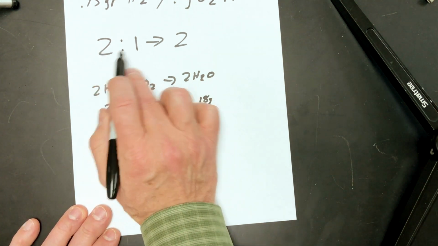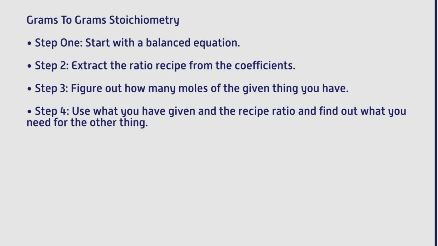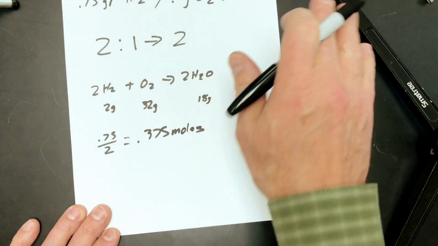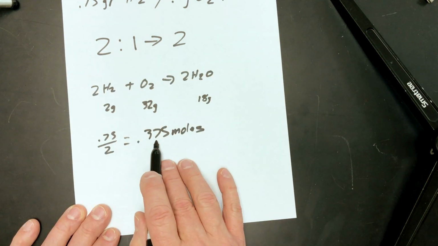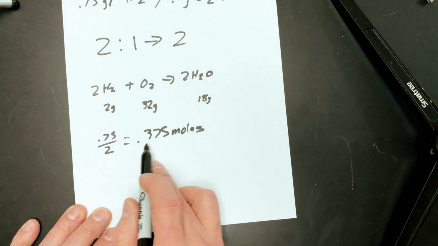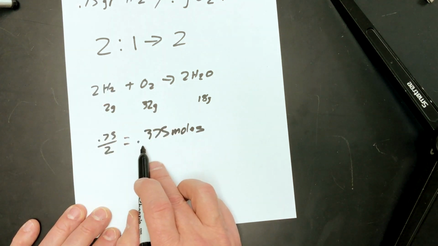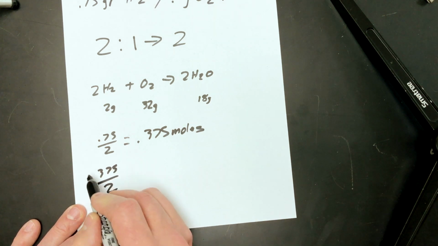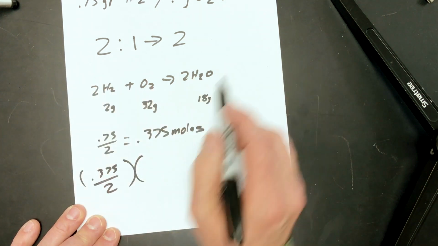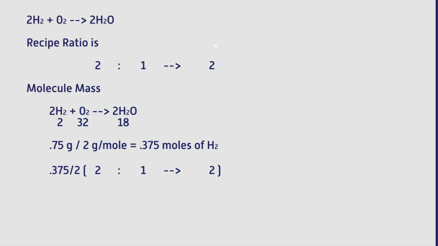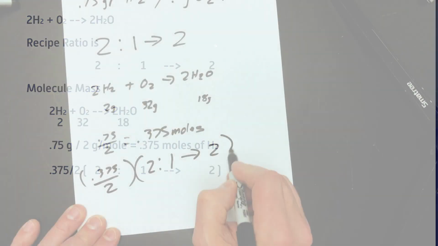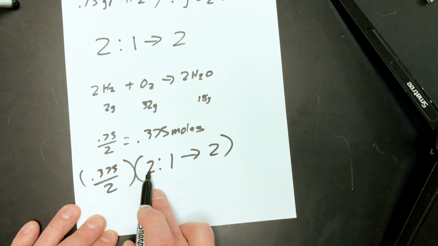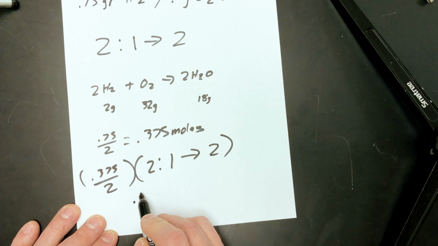Now I'm going to take this ratio. In order to find out how many moles of oxygen I need, I'm going to multiply the whole ratio by what I have divided by what I should have had. So I should have had 2 moles. I have 0.375 moles. So I'm going to take 0.375 divided by 2, and I'm going to multiply that entire ratio by that. So that's going to be 2:1, 2. 0.375 divided by 2 times 2 is 0.375. No surprise there.